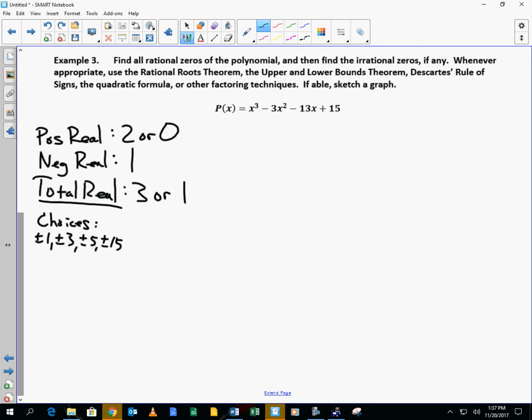So what do we want to try? Let's do 1. 1 minus 3 is negative 2. Minus 13 is negative 15. Plus 15 is 0. Looks like 1 works. So therefore, what's a factor? X minus 1 is our factor. Let's divide that in.